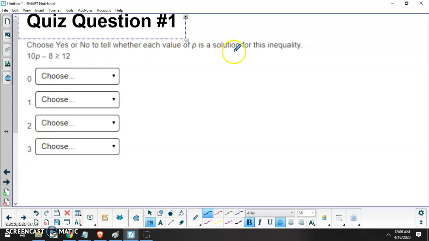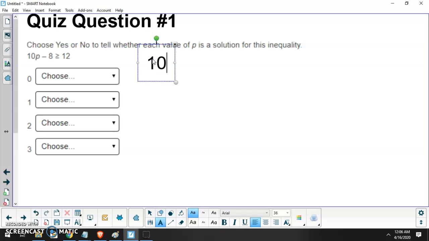We're choosing yes or no to tell if P is a solution to this inequality. All right, so there's two ways you could go about this. You could plug in the numbers right away and see if it makes it true, okay? The other way you could do it is actually solve this inequality for P, okay? So try to get P by itself. So let's do it that way just to show you. So it's a two-step inequality, trying to get P by itself.